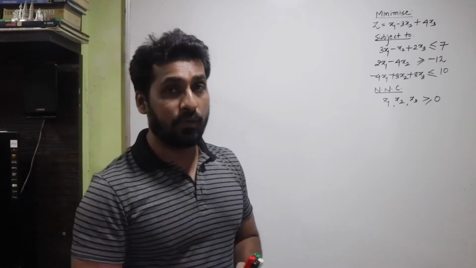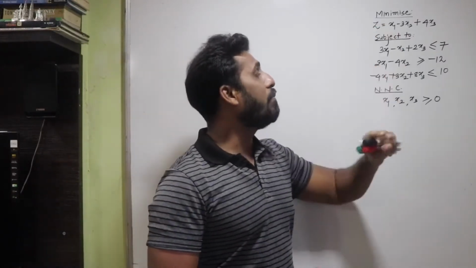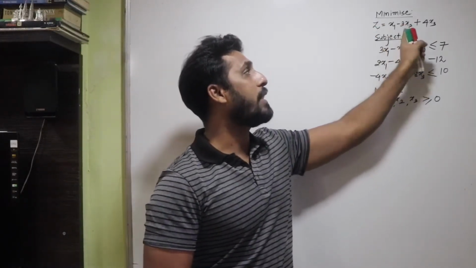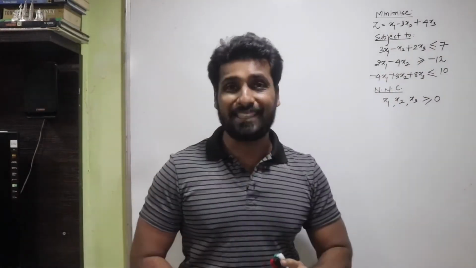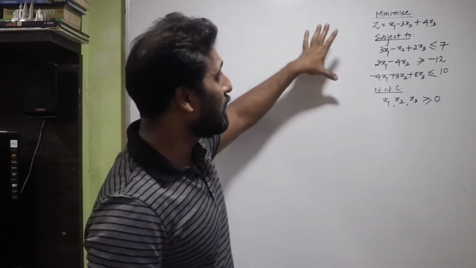Now let's begin with the problem. The problem is: minimize z equals x1 minus 3x2 plus 4x3. So that's my question. The question is for minimizing.